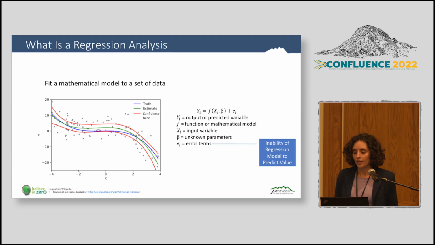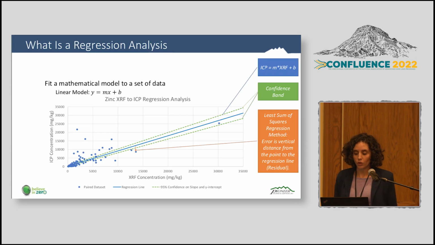So we'll end up with a formula: ICP is equal to some slope times your XRF plus b, your y-intercept. You usually end up with, in most regression models, a confidence band, where between the upper and lower green dotted lines here, you're 90% sure, 95% sure that your regression line falls in between those two.